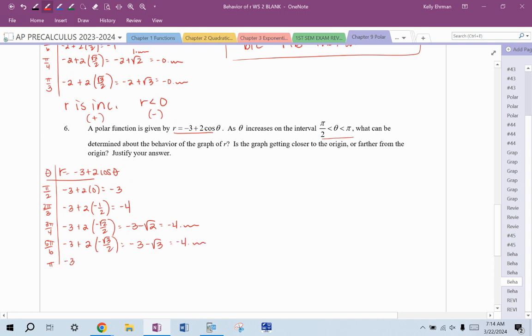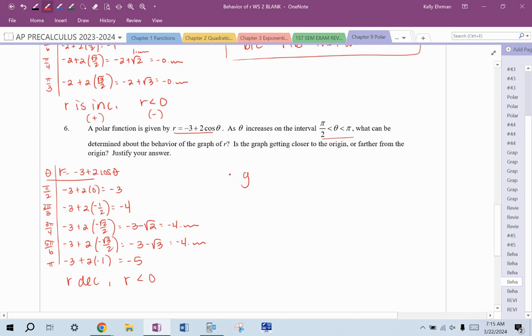And then pi: negative 3 plus 2 times negative 1. It's negative 5. That's actually a minimum value, too. This is the lowest this r could come out to. So in this case, r is decreasing, and r is negative for all of these values.